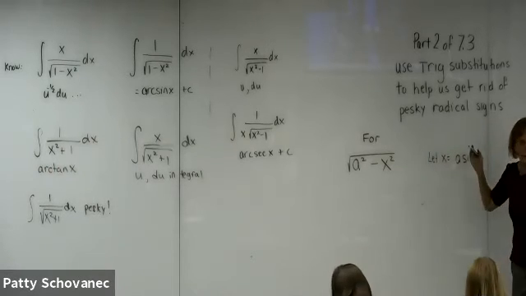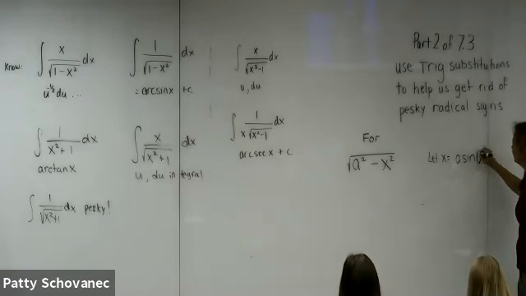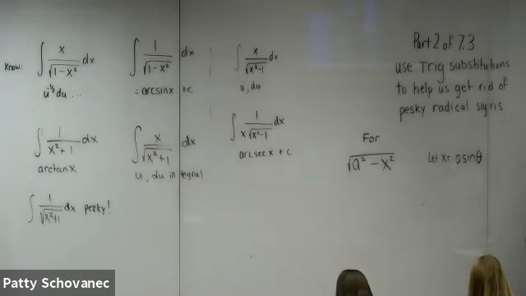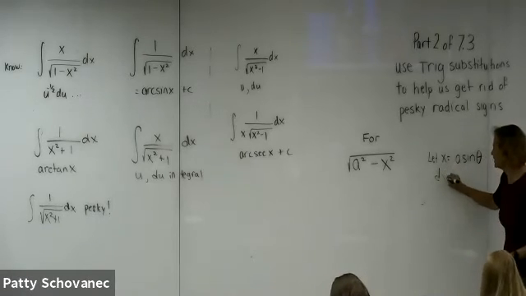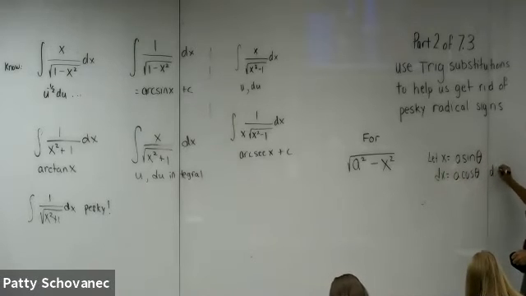Now I need another variable. So we pick a dummy variable. I'm not going to do a u. I'm going to use a theta. And if you substitute out an x, you also have to substitute out the dx. So dx is going to be a cosine theta d theta.